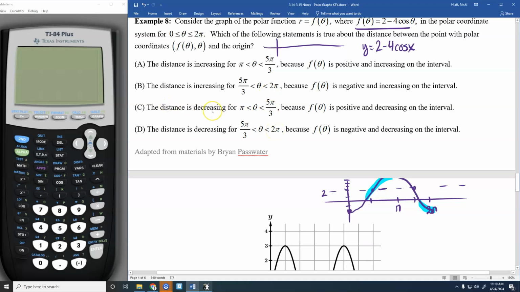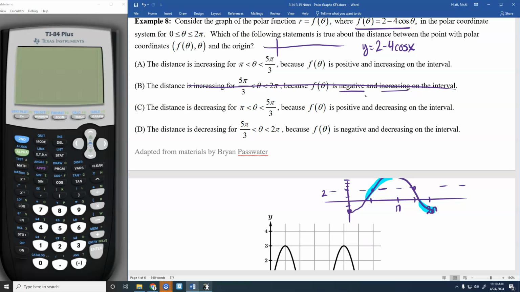Oh, they gave us distance decreasing right here. Because we don't see any that are something to pi, I don't think it's going to be either one of those increasing ones. Oh, unless that's 5 pi over 3. It could be that. Okay, I know this is wrong because of the description. Negative increasing, that's not the case. It's negative decreasing we're looking for. It's not that one.